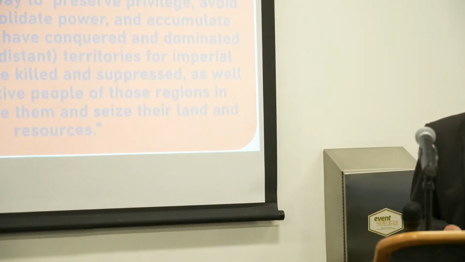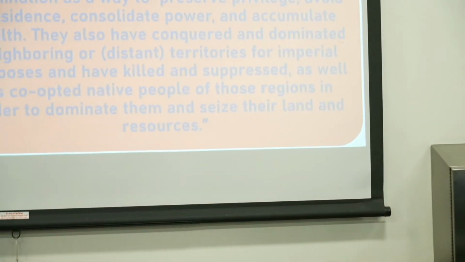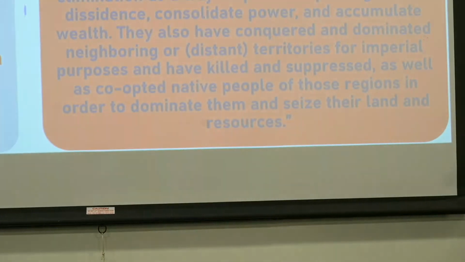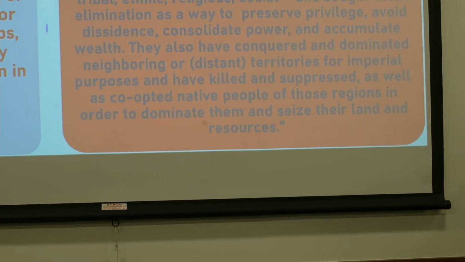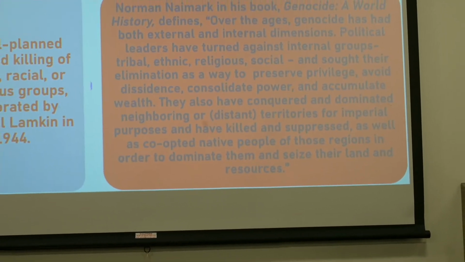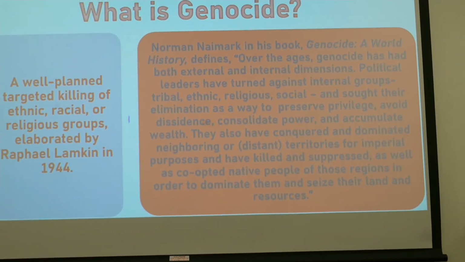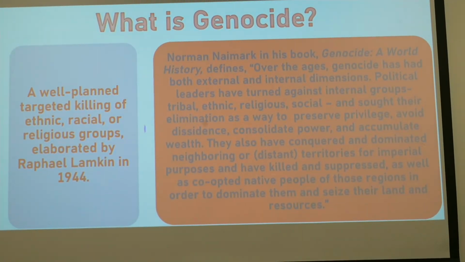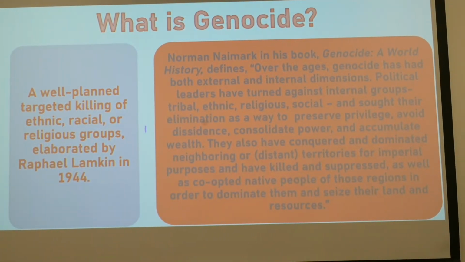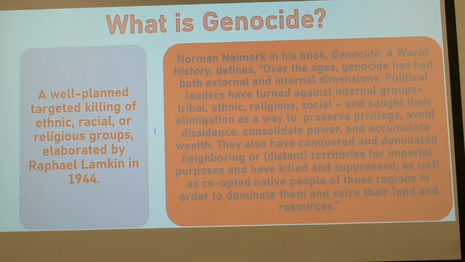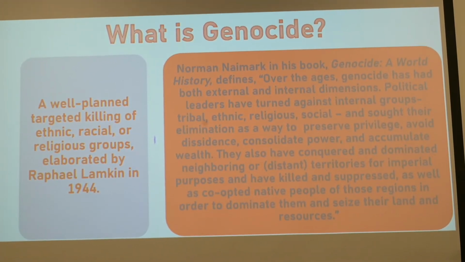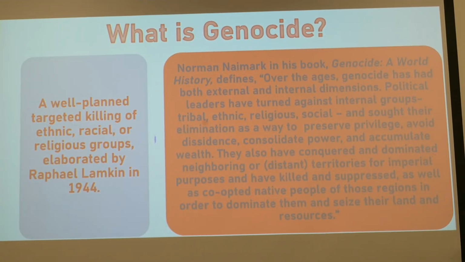In Genocide: A World History, from Oxford, he defines that over the ages, genocide had both external and internal dimensions. Political leaders have turned against their internal groups, tribal, ethnic, religious, social, and sought their elimination as a way to preserve privilege, avoid dissidence, consolidate power, and accumulate wealth. They also have co-opted the natives, and their intention is to occupy territories nearby or distant.